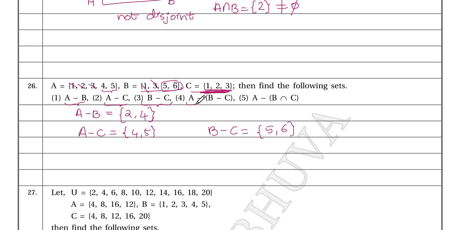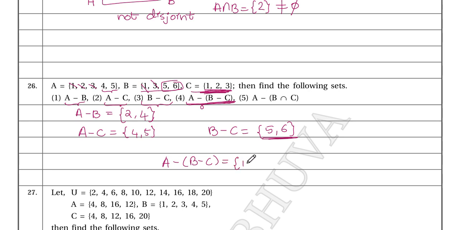Then look at the fourth one, A minus B minus C. So to solve this, we'll find out first of all B minus C. So B minus C we already have, 5 comma 6. Okay. So now we will find out A minus B minus C.